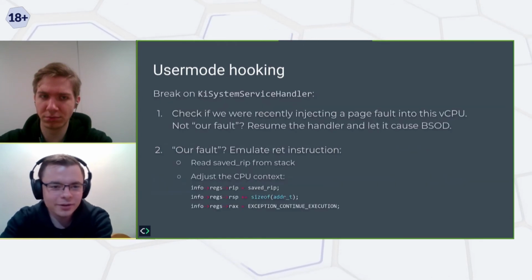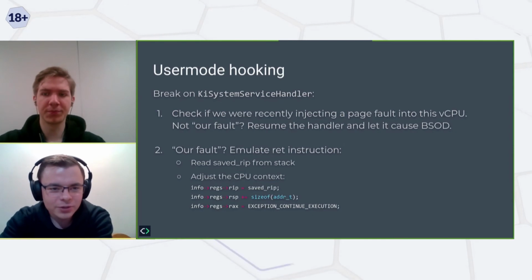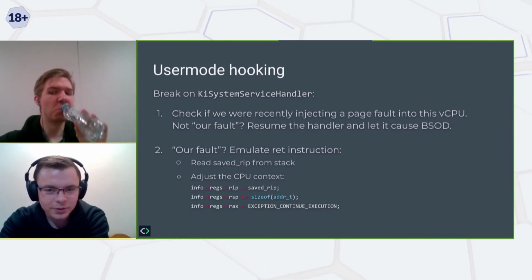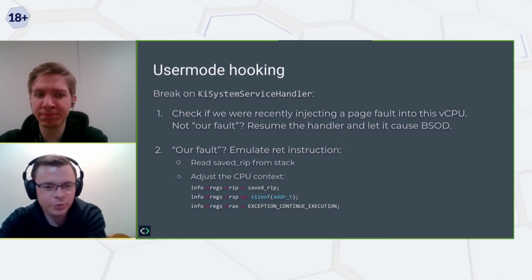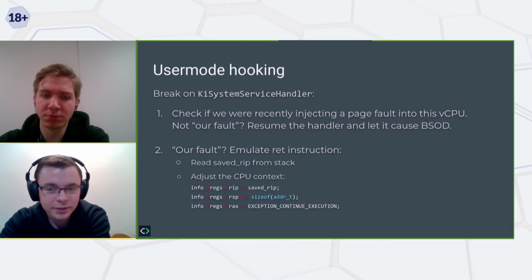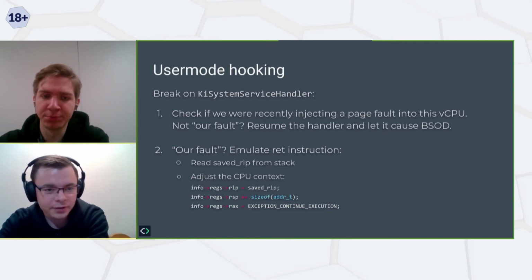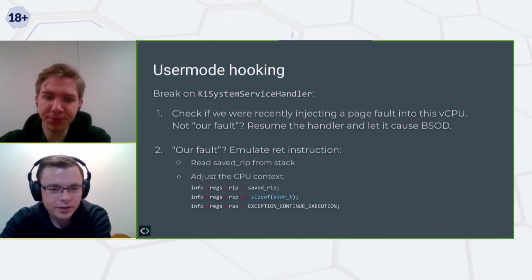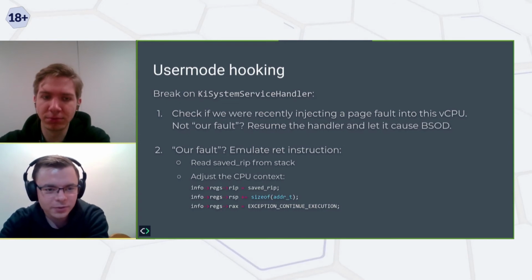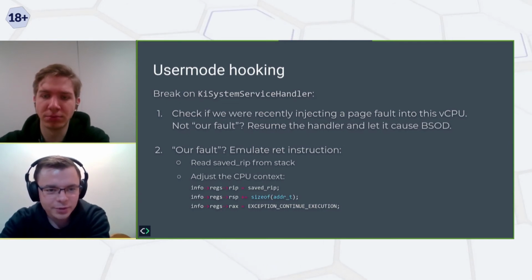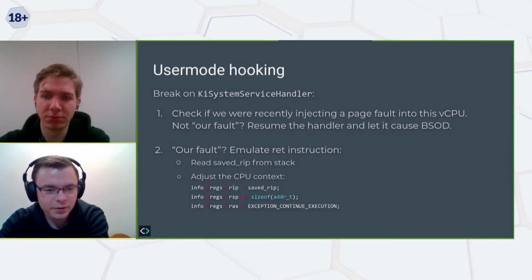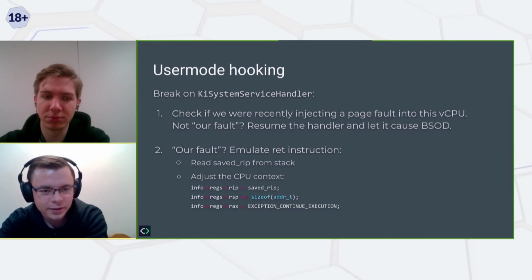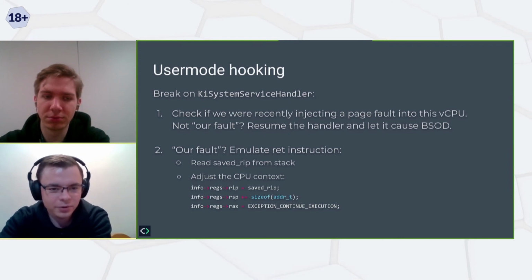So the algorithm is like that. We need to check if we were recently injecting a page fault into this virtual CPU. And if it's not our fault, we resume the handler and let the VM crash normally. And if we see that the system service handler was executed right after we injected our page fault into the VM, we need to emulate the return instruction. So we need to read the saved instruction pointer from the stack, and we need to adjust the CPU context appropriately.